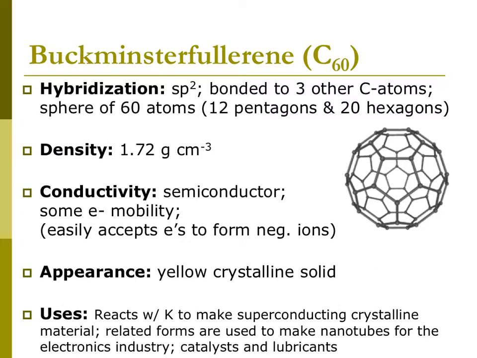It is actually yellow in color and is a crystal structure, a crystal solid. Some of its more well-known uses are to make something called a superconductor, which, as you might expect, is really good at conducting, but in order to do that it has to react with potassium, because notice by itself it was only a semiconductor. And then another really common use is as a catalyst for other reactions.